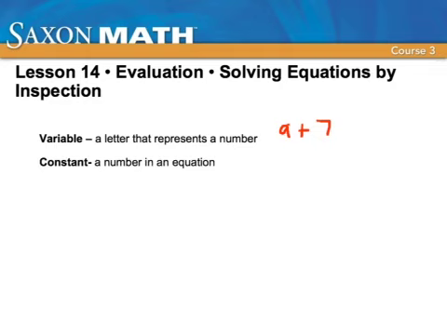Then we know what a constant is. A constant is just a number in an equation. So a constant would be, let's say we made this an equation here. My variable is the a, that's representing some number that I don't know. My constants are 7 and 13. They're just the numbers in the equation.